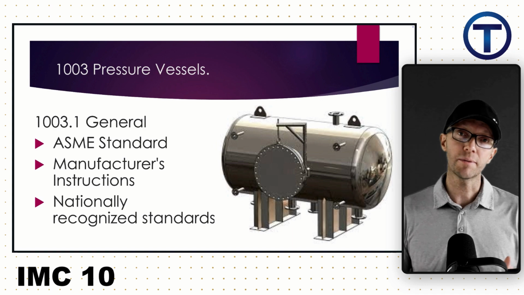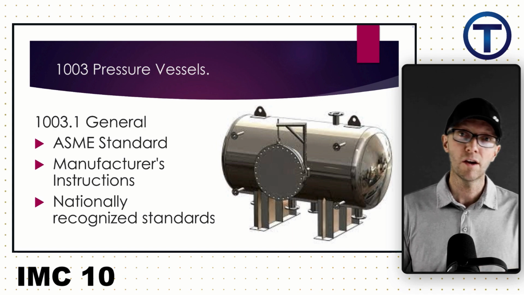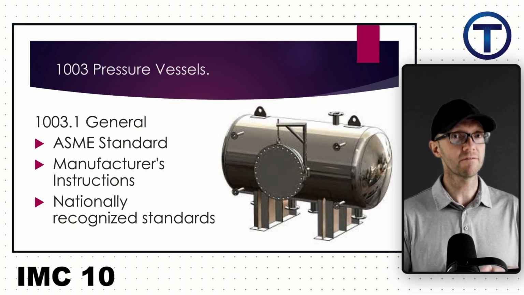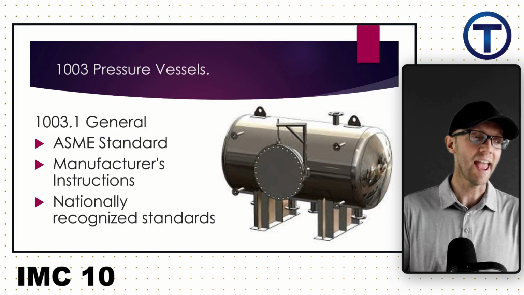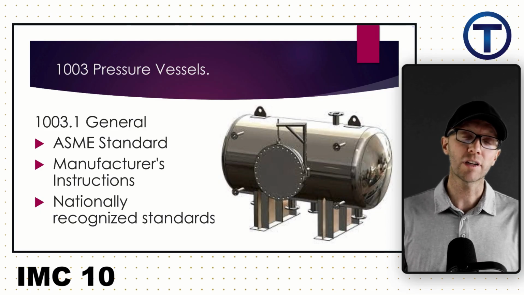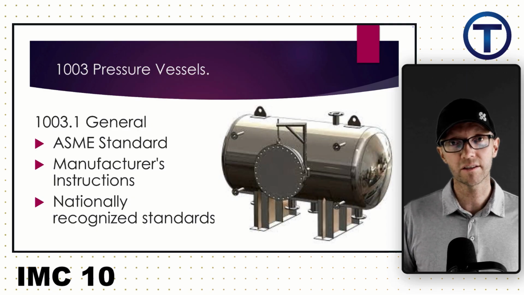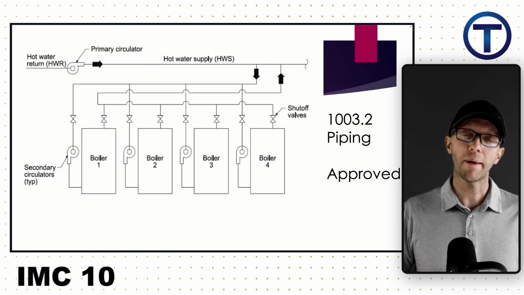Section 1003 gives us more information specifically about pressure vessels. It states that they have to meet the ASME standards. We should be following manufacturer's installation instructions, as we've talked about before. And there are other nationally recognized standards that may have to be applied to these pressure vessels. 1003.2 talks about the piping.